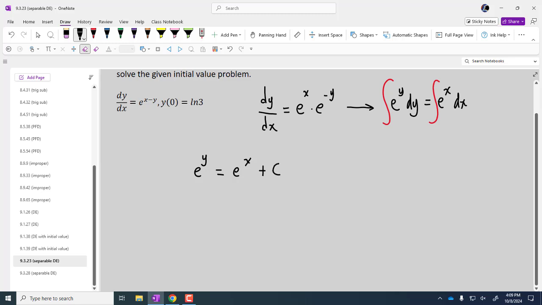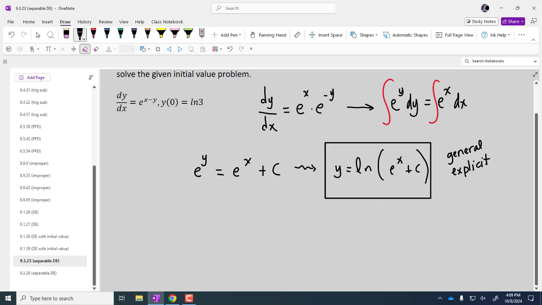Okay, so now on the test, you'll be asked to solve for your dependent variable if you can. So this right now is called an implicit solution. We have not isolated y, so we want to isolate y. So we're going to take the natural log of both sides, and this is our general explicit solution. So that is our general explicit solution.